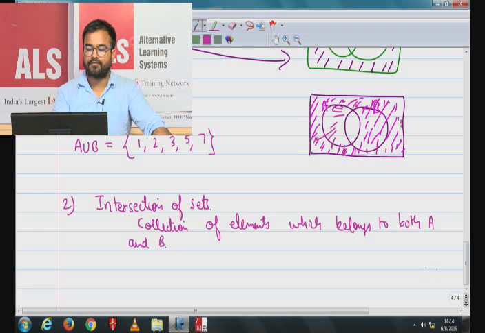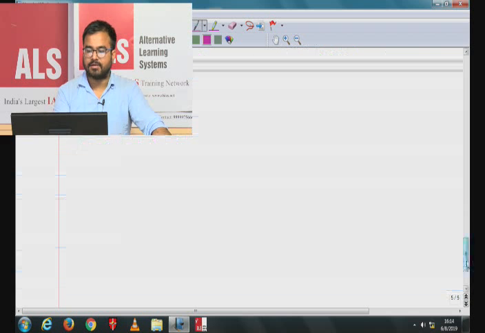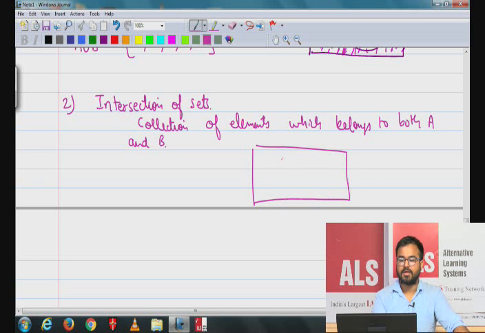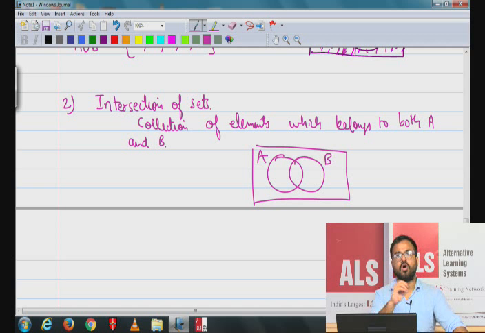So if we draw the diagram for this one, let's say the Venn diagram. If this is set A and this is set B, so intersection means the region which is common to both the sets. So the region which is common to both the sets is this region which is common to A and B, this shaded region. This is known as the intersection of the sets, intersection of A and B.